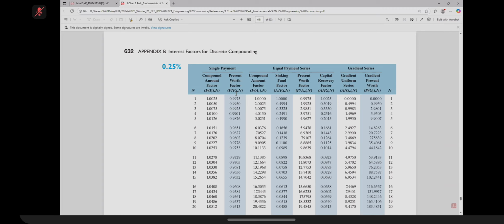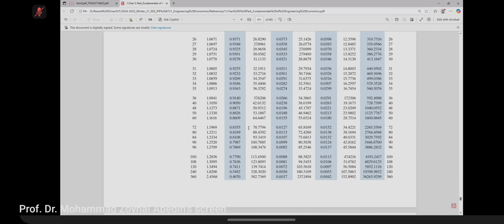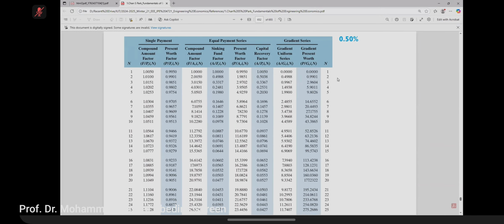But if you go in the reverse way, the present worth factor means what? Find P given F. F will be given in that case. Now our problem is 7% and 8 years. Okay. Now, it is the 7%. Please go to the 7%.